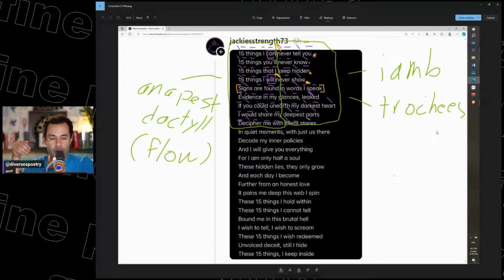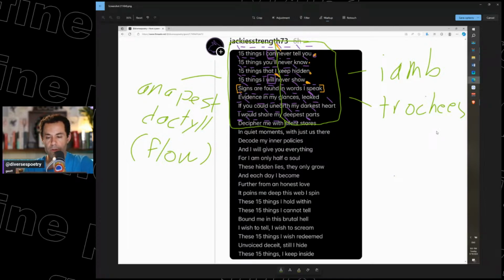To kind of lull people in, versus iambs and trochees, which tend to be a little bit punchier. Da da da da da, or da da da da, versus da da da da da, or like da da da da. So this is something that's becoming a pretty consistent pattern throughout this.